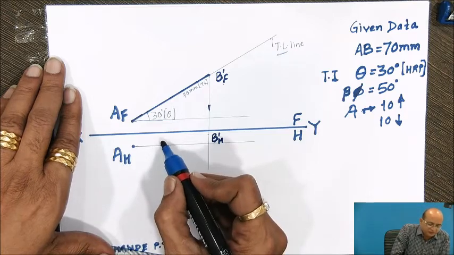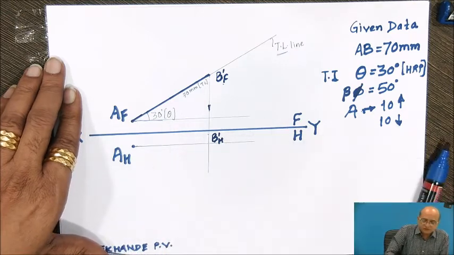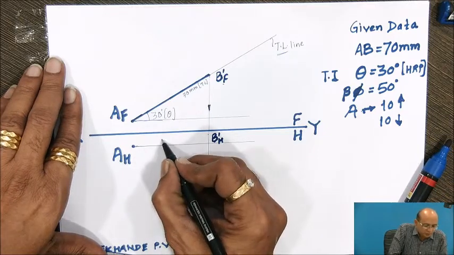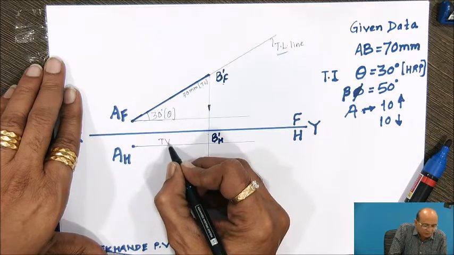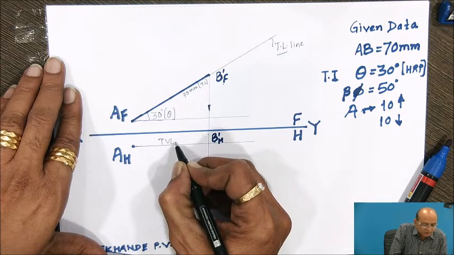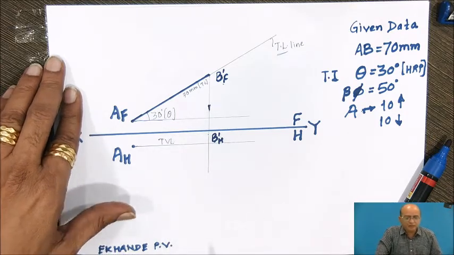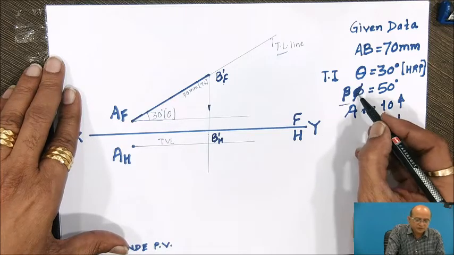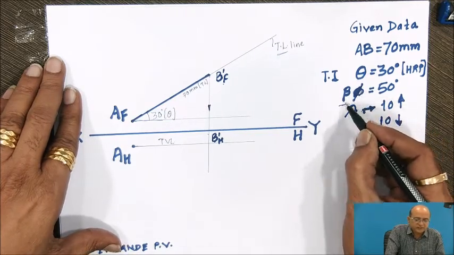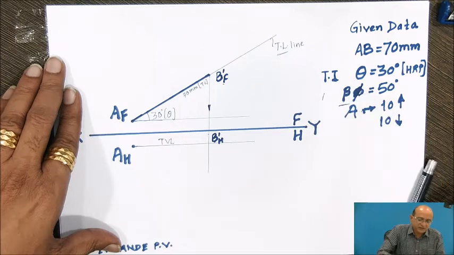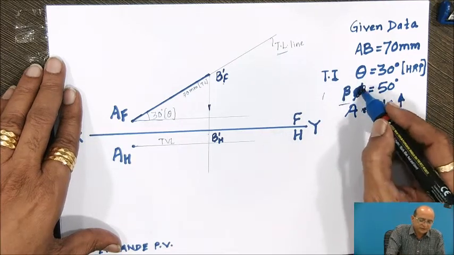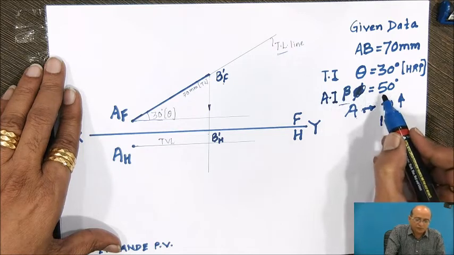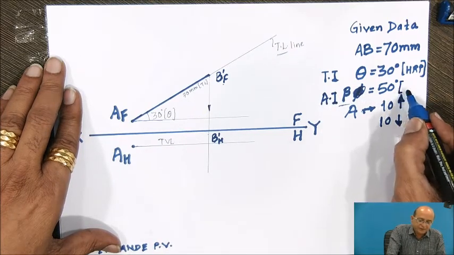Now what is the length obtained over here? It's a top view length. So this length is the top view length of the line. This top view length we can now mark on the line which indicates the beta angle. So this is an apparent inclination. This inclination is an apparent inclination of the line with FRP.